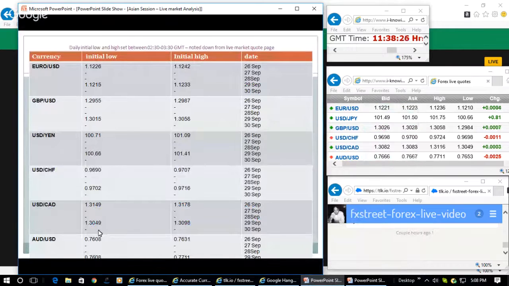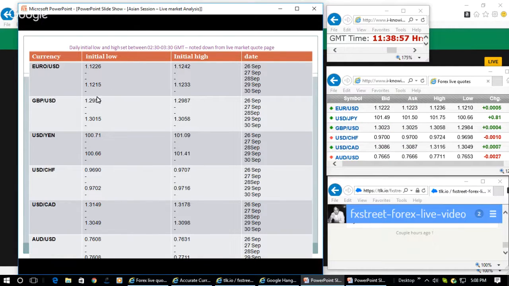For the market reading, we note down the initial lows and the highs around 3:30 GMT during the Japanese session. With the help of the live market code page, we note down the initial lows and the highs and try to find out where the market is at 11:30 or 11:40 GMT or by 12:30 GMT. Then we know what the intention of the player is.